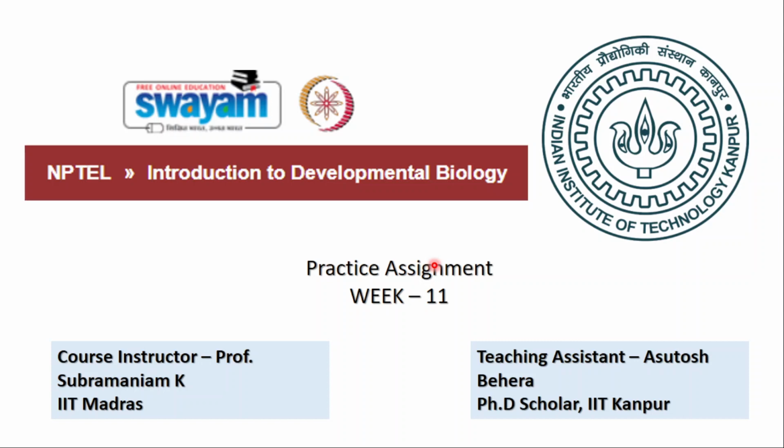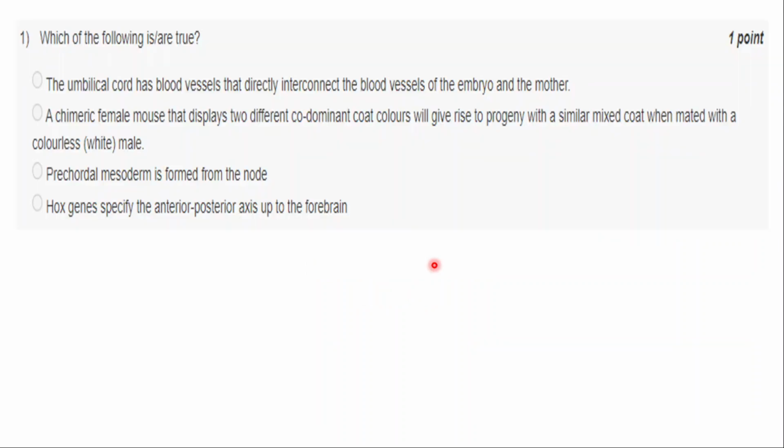Moving on to the first question. So this problem solving set will be corresponding to lecture week 11, where Professor Subramaniam is teaching us about early mammalian embryo development and EVO-DEVO, evolutionary developmental biology. So the first question is on your screen. Which of the following is true? As I said, these are multiple choice questions, so there may be one or more than one option correct. You have to tell me which of the following are true.